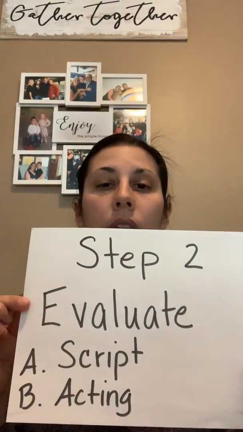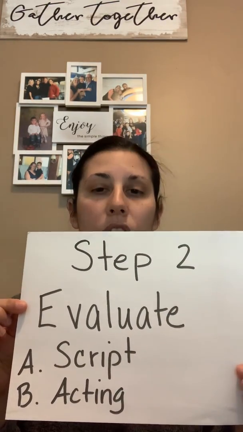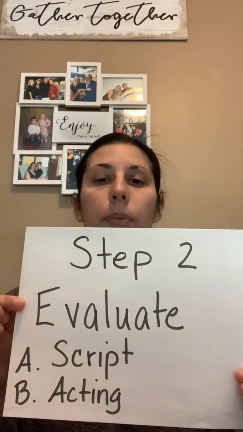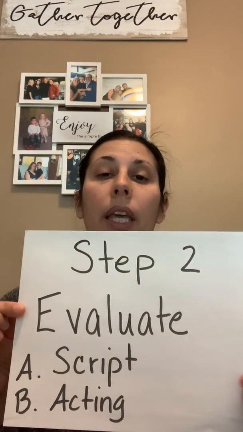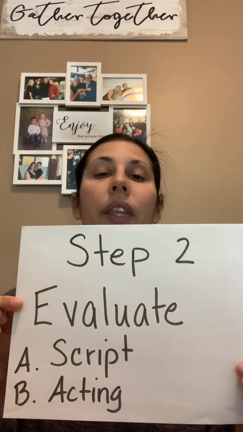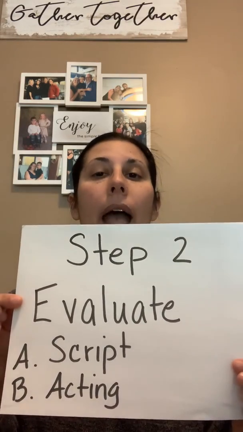Step two is to actually evaluate what it is that you're watching, and you do that in two parts. You have to evaluate the script, meaning the actual writing, and the acting on the part of the actors. Evaluating means you are giving your opinion about what is going on. Your opinion needs to be strong. You can't be wishy-washy, so you can't say it was kind of bad, but there were some good parts. You want to be strong in your opinion.